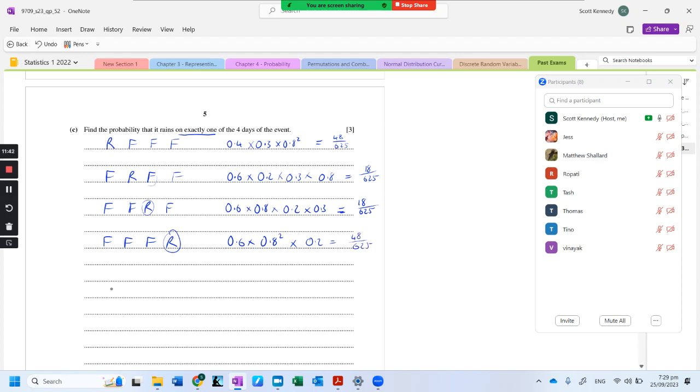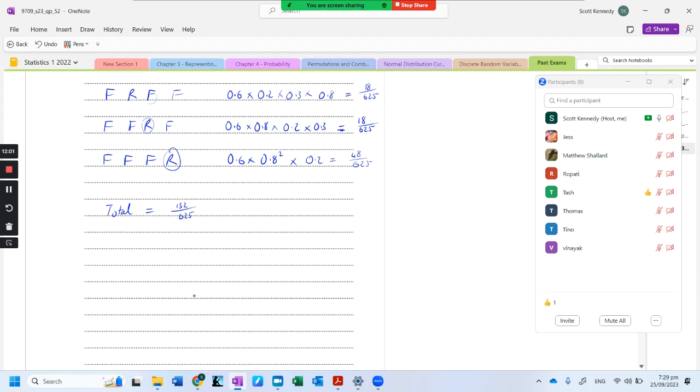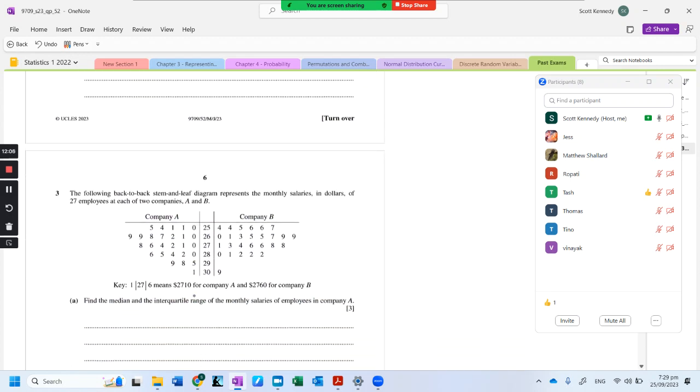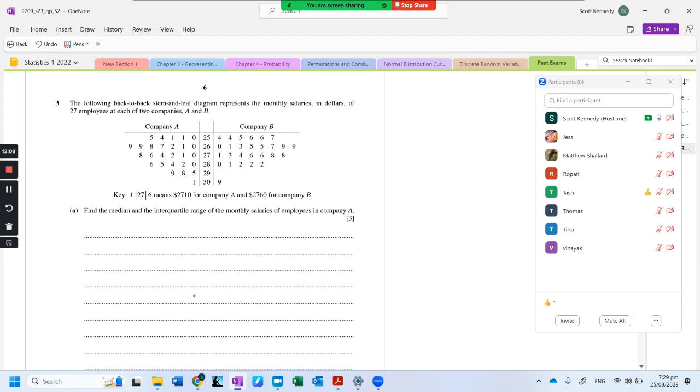Now, therefore, the total is going to be all of those added together. And when I add them together, I was getting 132 over 625. Any questions on that one, or is everyone happy? Going once. Going twice. Sold.